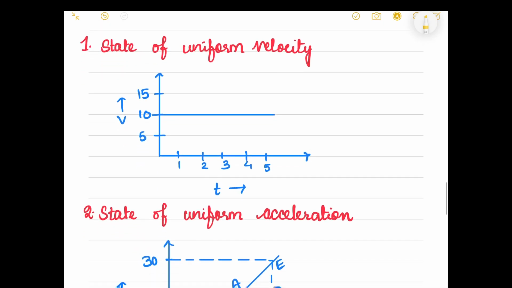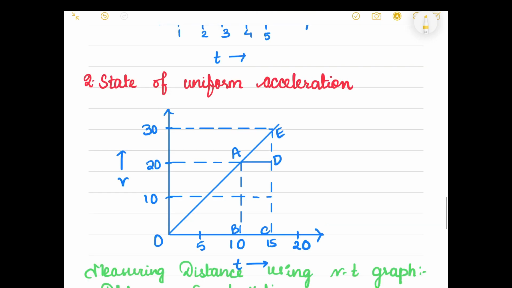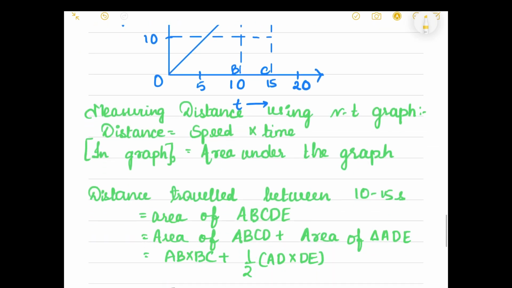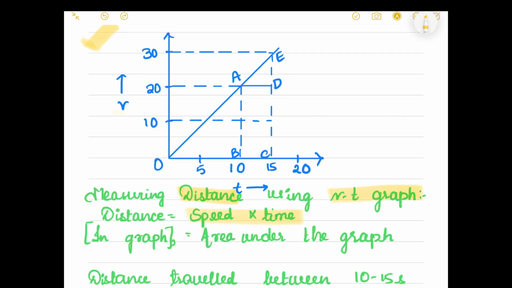State of uniform velocity can be represented in this manner as shown. Now, the state of uniform acceleration can be represented by this graph. In this VT graph, the velocity changes by equal amounts in equal intervals of time. It represents uniformly accelerated motion. Now, we can measure distance using the VT graph. Distance, as we know, is equal to speed into time. We have velocity in the y-axis and time in the x-axis. So, we can use this in the formula.